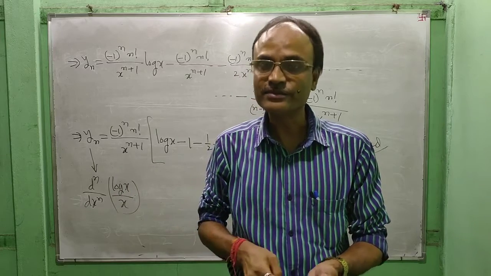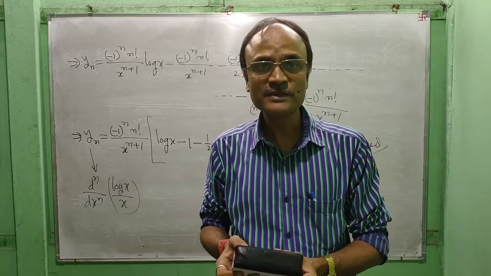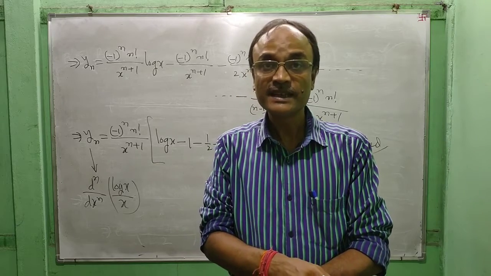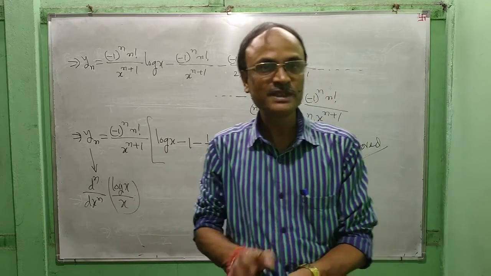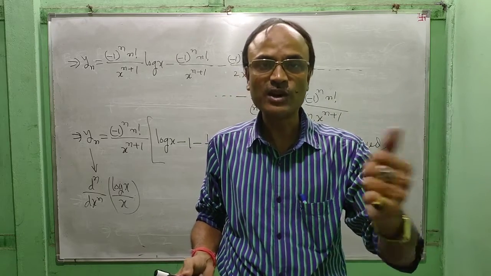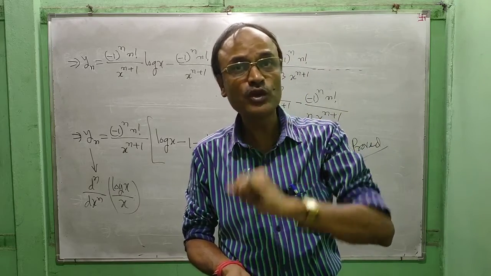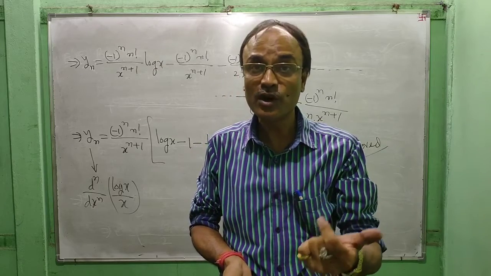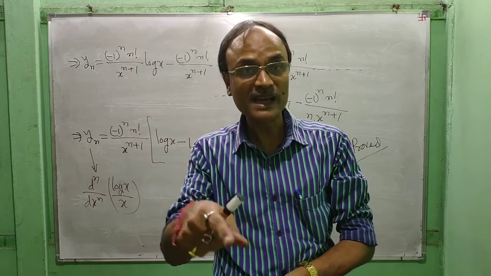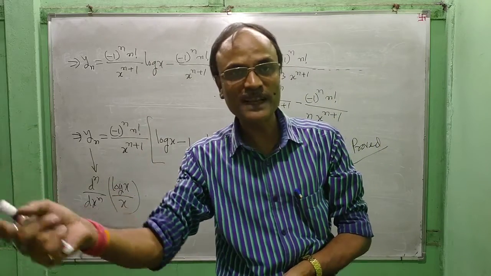In lecture number 5, I solved the question: if y equals x cube log x, then find yn. Then we got the answer minus 1 whole to the power n minus 1 factorial n divided by x to the power n minus 3. In the bracket we got 1 by n minus 3 by n minus 1 plus 3 by n minus 2 minus 1 by n minus 3.